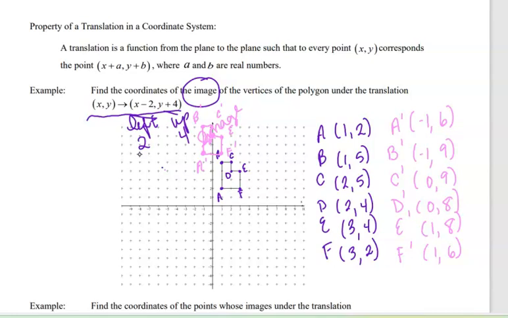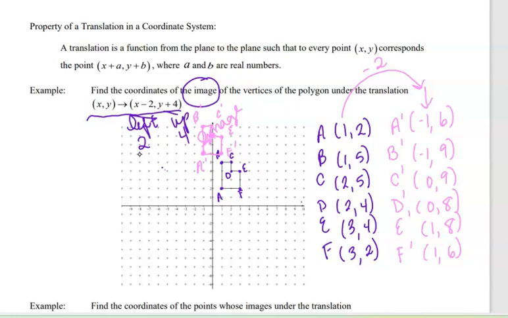And what I want you to recognize in comparing these coordinates is that every one of these x coordinates is the original x coordinate, subtracting 2. So 1 minus 2 is -1. 1 minus 2 is -1. 2 minus 2 is 0. 2 minus 2 is 0. 3 minus 2 is 1. 3 minus 2 is 1.